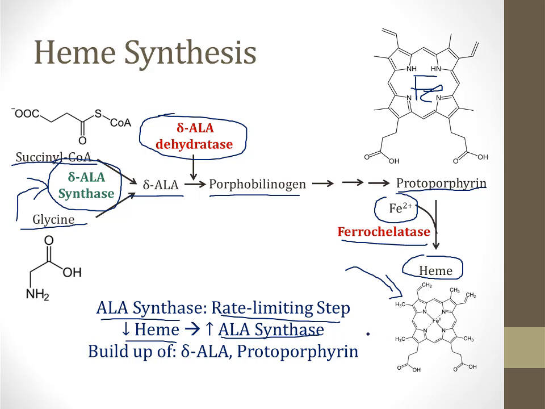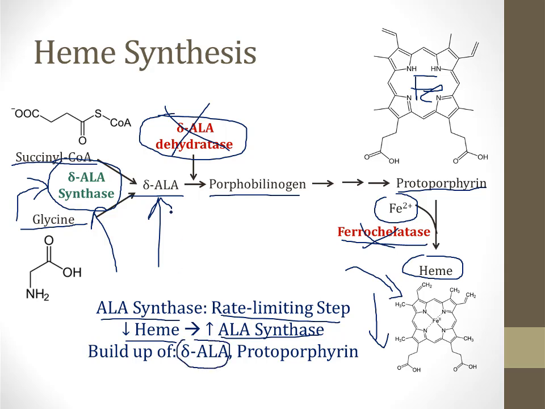When patients have lead poisoning, they have inhibition of ALA dehydratase, as we talked about in the last slide, and also ferrochelatase. This will lead to very low levels of heme. This will stimulate ALA synthase, and this will lead to high levels of ALA, and that's a characteristic finding of lead poisoning, a buildup of ALA and high levels of ALA.